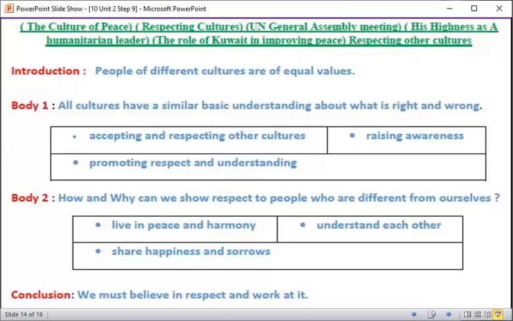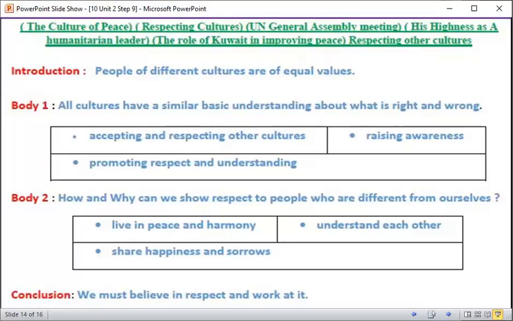In body paragraph 1, I can say all cultures have a similar basic understanding about what is right and what is wrong. So I have some phrases here, not complete sentences. I can write just phrases like accepting and respecting other cultures, raising awareness of people, promoting respect and understanding. These are the main ideas of paragraph 1. I wrote them in phrases, not complete sentences.